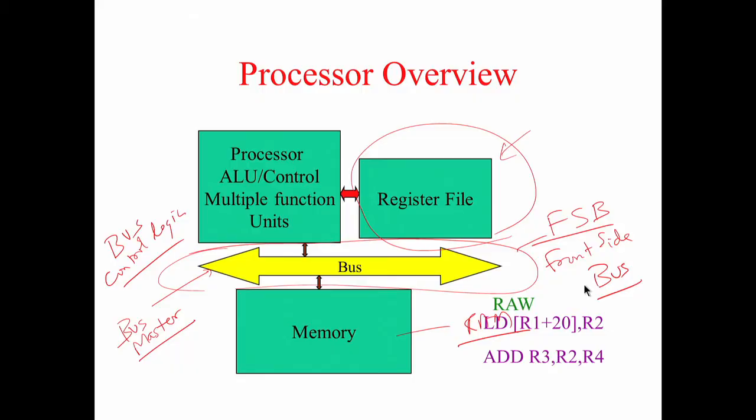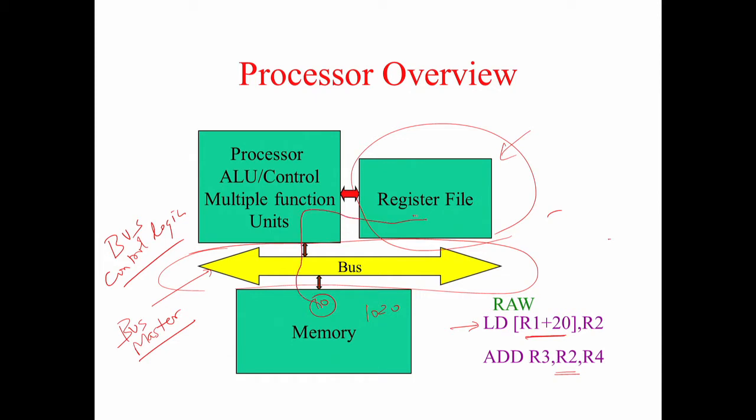Now, let us look at this read after write. I am writing into R2. The first load instruction is writing into R2, the second instruction is reading from R2. So, this is a read after write, right. So, what does the first instruction do? It will take from the memory address, let R1 be some 1000, so from 1020 it will take some value, let us call that value 10. It will read this 10 and it will store it in the register file. This is what the load does.